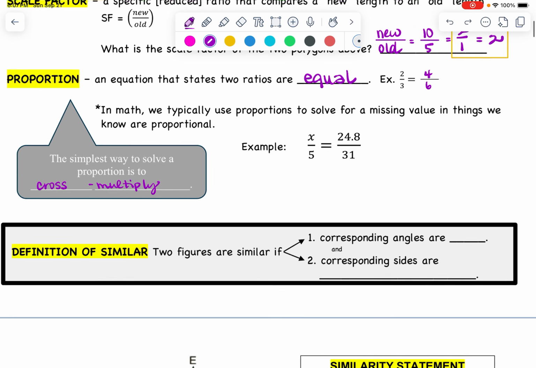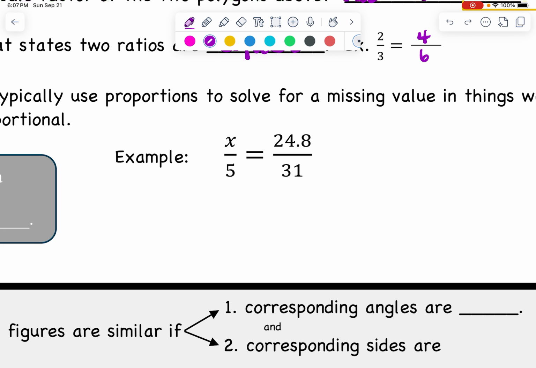Anyway, so we're just going to solve this one super quick. Please remember the equal sign always stays in the middle, no matter which way you cross first. So it does not matter which way you cross multiply first. I'm just going to go ahead and multiply this direction first. So multiplying 31 times x, which gives me 31x. And then I need to multiply the other way and multiply 5 times 24.8, which is 124. Right, and then of course we just need to solve that equation by dividing by 31, and that's going to give us x equals 4. Okay.